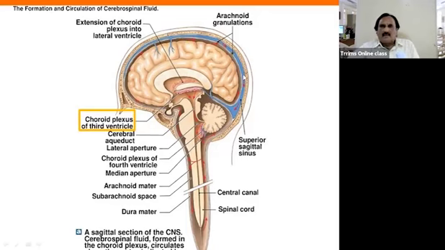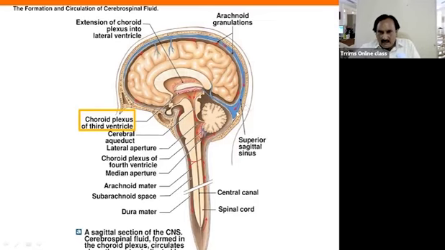After circulating and giving nourishment to the brain and the spinal cord, it traverses the subarachnoid space between the arachnoid mater and the pia mater, and it bathes them. And then ultimately, there are the arachnoid villi. The arachnoid villi will be absorbing the cerebrospinal fluid, and then it ultimately enters into the superior sagittal venous sinuses and goes into the circulation. So this is how the cerebrospinal fluid circulation happens.